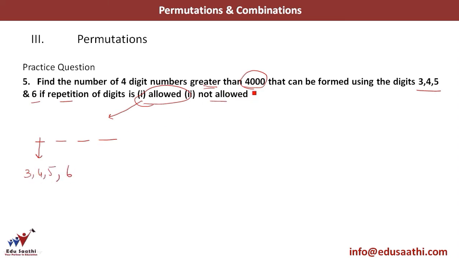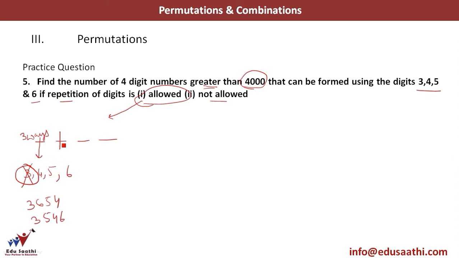Now I have to form a number greater than 4000. So 3 cannot figure here, because if 3 comes here, then I'll have a number like 3, 6, 5 and 4, which will not be greater than 4000, or a number like 3, 5, 4, 6 or any number starting with 3. So I cannot have 3 here. So this number can be filled up in 3 ways. I can have any of 4, 5 or 6 occurring here.